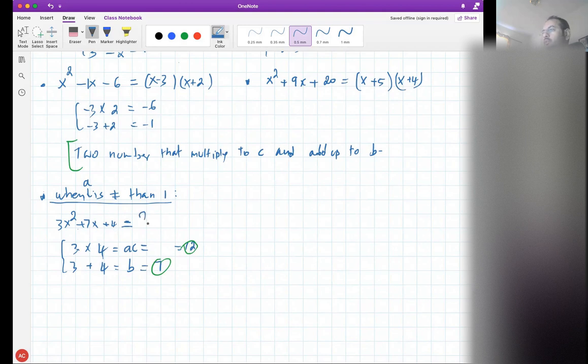So what we do is, once you find the numbers, the numbers are 3 and 4, we take the middle term and we split it based on these numbers. So 7x could basically be 3x plus 4x. So we split it with an addition here.